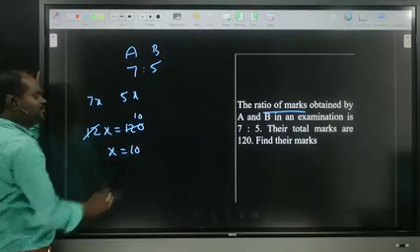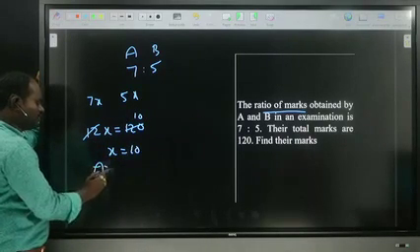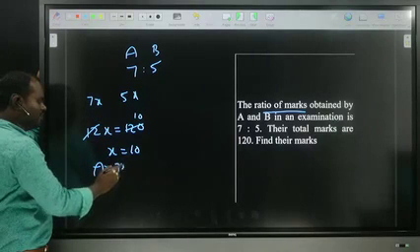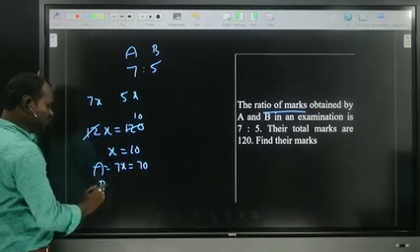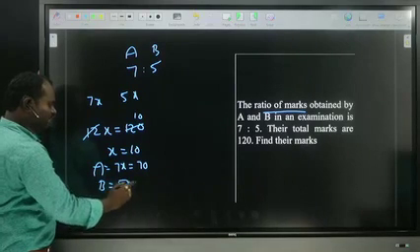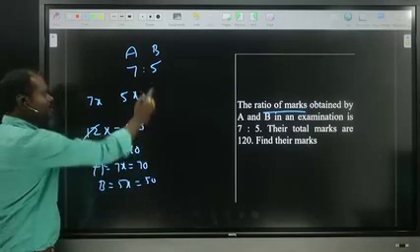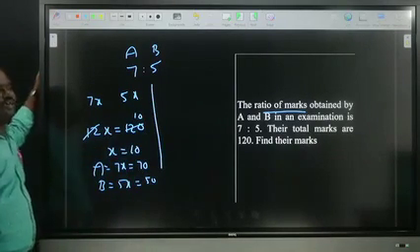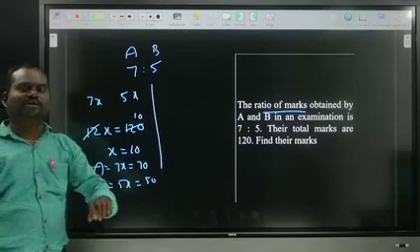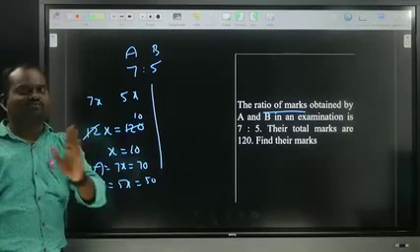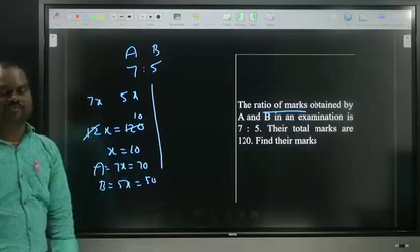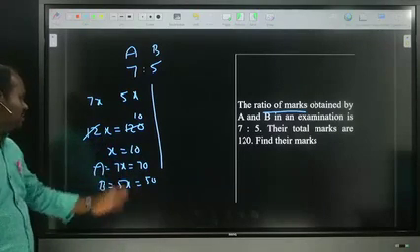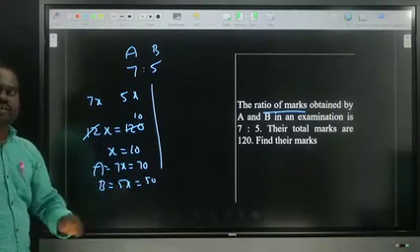If x is 10, what is the score of A? 7x means 70. Score of B, 5x means 50. It is one kind of approach. Whenever the ratio is 7 is to 5, we can take it as 7x, 5x. Total score 12x equal to 120, nothing but x is 10. So their scores are 70 as well as 50. It is one kind of approach.